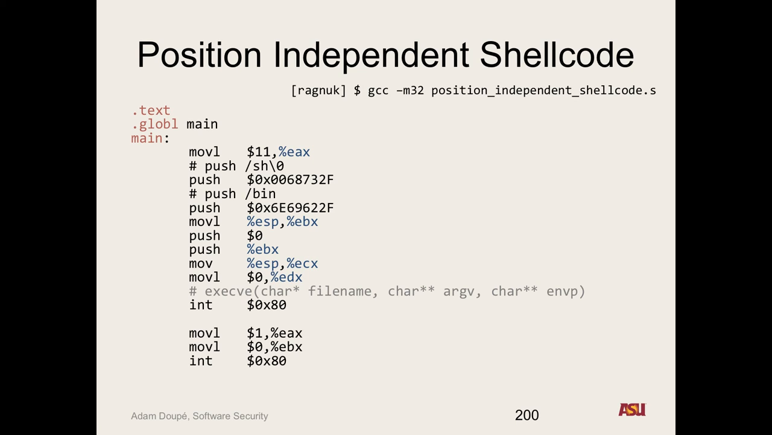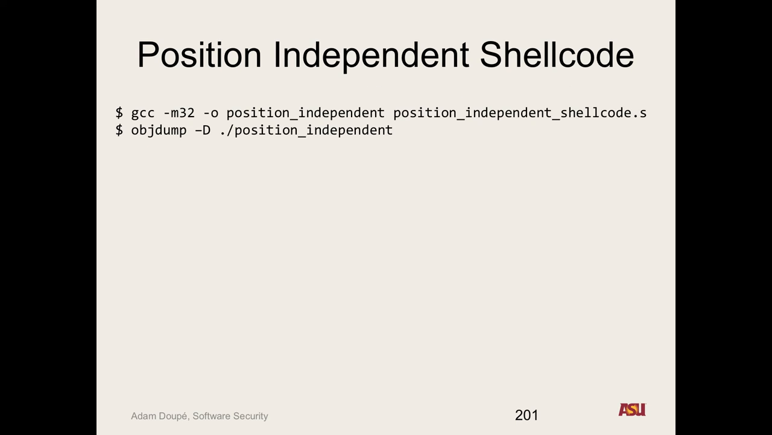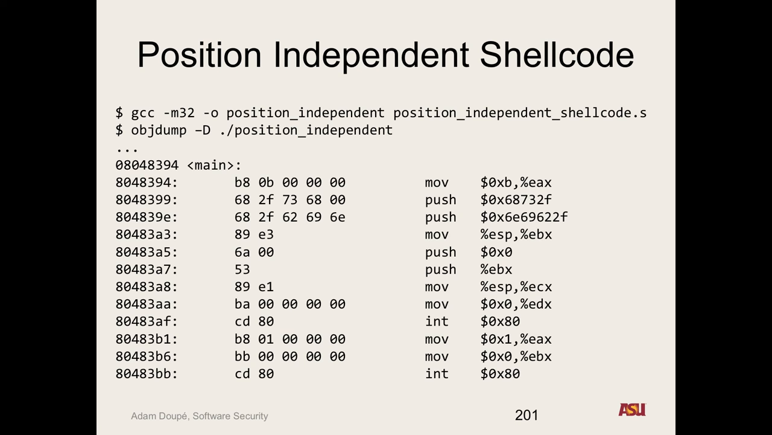Okay, so we want to do our very first sanity check by compiling this. So we compile this, and we run it, and we get our shell. Great success. Now we want to look at it again, so we take the object dump so we can look at the output here. And we want to see, are there any hard-coded references in here? No. We're pushing constant values onto the stack. We're moving things around. No hard-coded values.